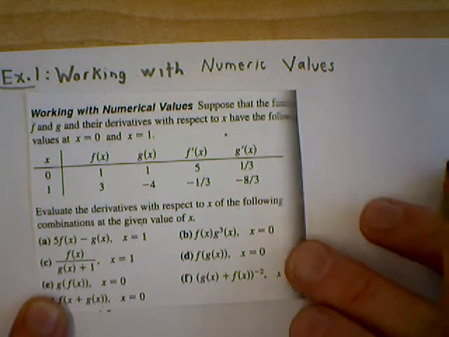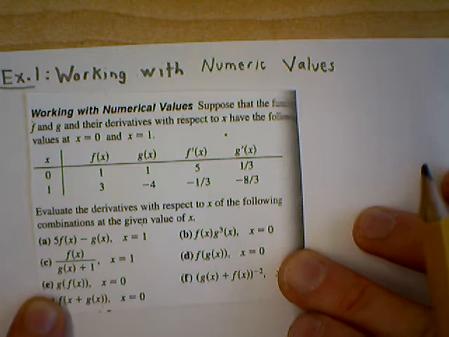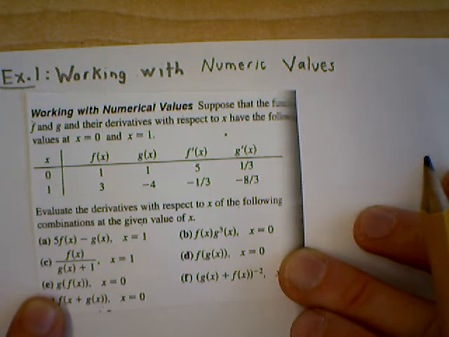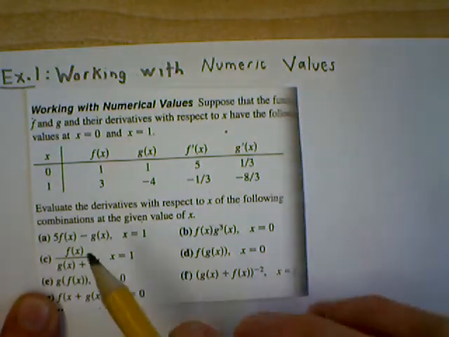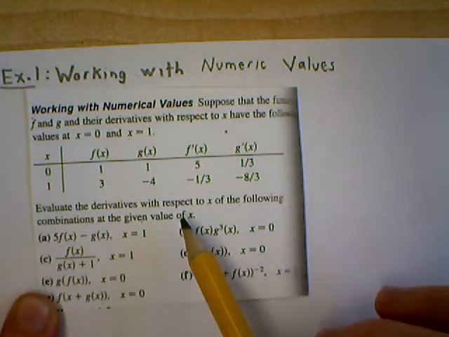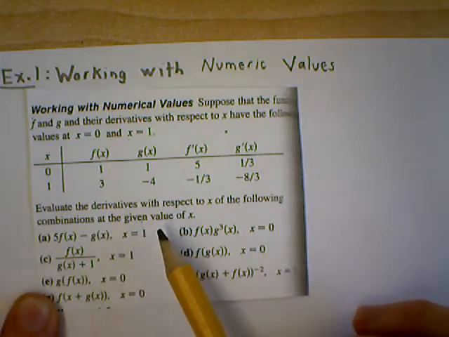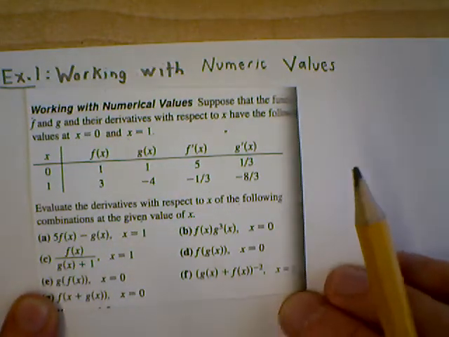This is the first video on working with numerical values and derivatives. Suppose the functions f and g and their derivatives with respect to x have the following values at x equals 0 and x equals 1. Evaluate the derivatives with respect to x of the following combinations at the given value of x.